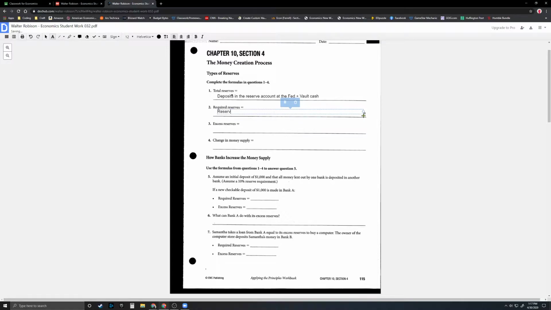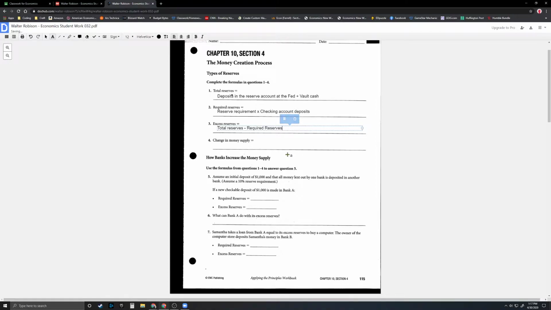Number two, what are the required reserves? So you've got the reserve requirements, and like in the United States, that's 10%. And you multiply that by the checking account deposits. All right, your excess reserves. So what you do is you take your total reserves, and then you subtract that from your required reserves.